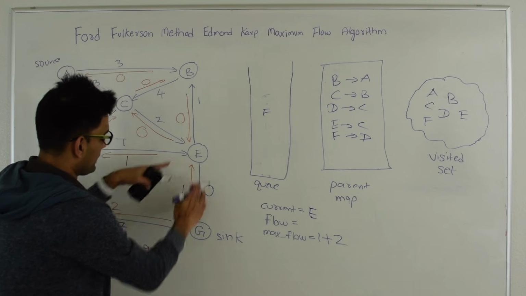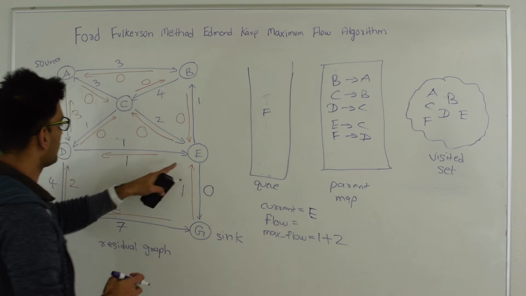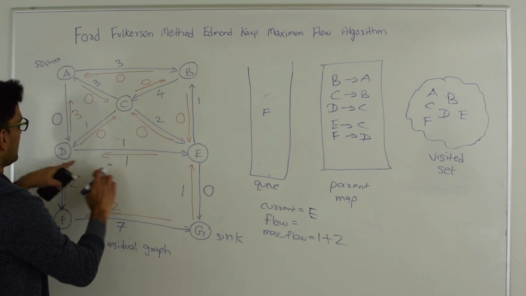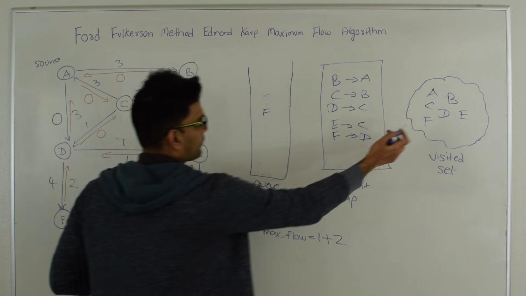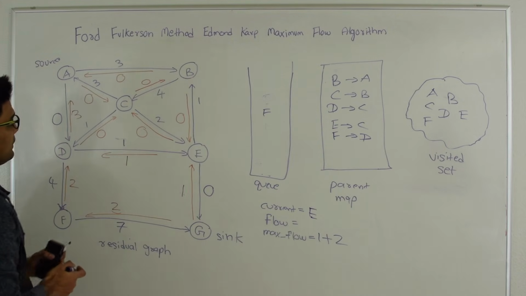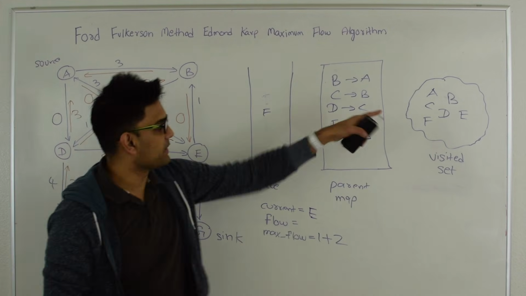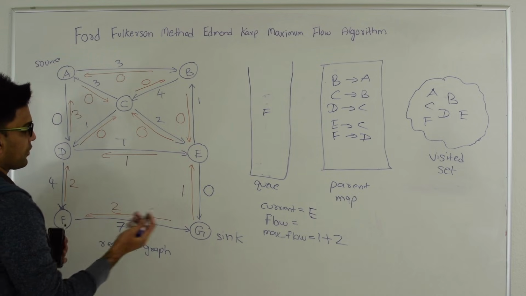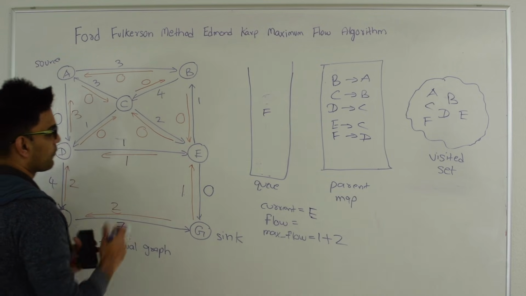And from E we cannot visit G because this is 0. From E we cannot visit D because although this capacity is greater than 0, D is already visited. And we cannot go to B because B is already visited. So we cannot do much with E. So let's move on to F.